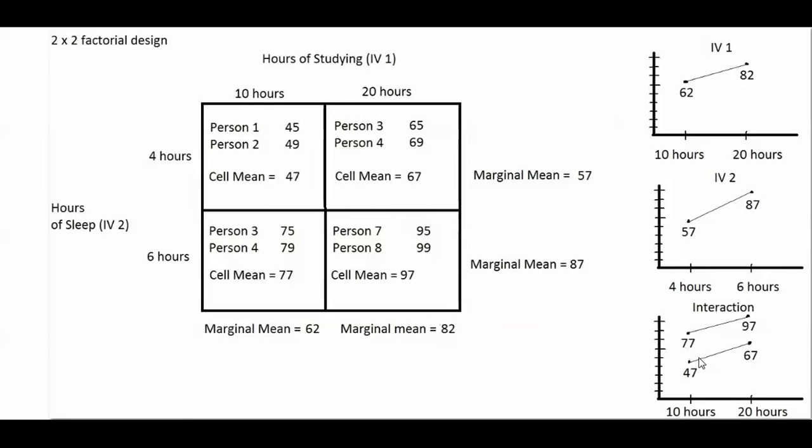Here we can see that this goes up by 20, and this also goes up by 20. So that's why the effect of IB1 doesn't depend on the level of IB2. This is 20 higher than this, and this is also 20 higher than this. We can also see here that this is a difference of 30, and this is also a difference of 30, which is why the effect of IB2 doesn't depend on the level of IB1. This is 30 higher than this, and this is 30 higher than this.